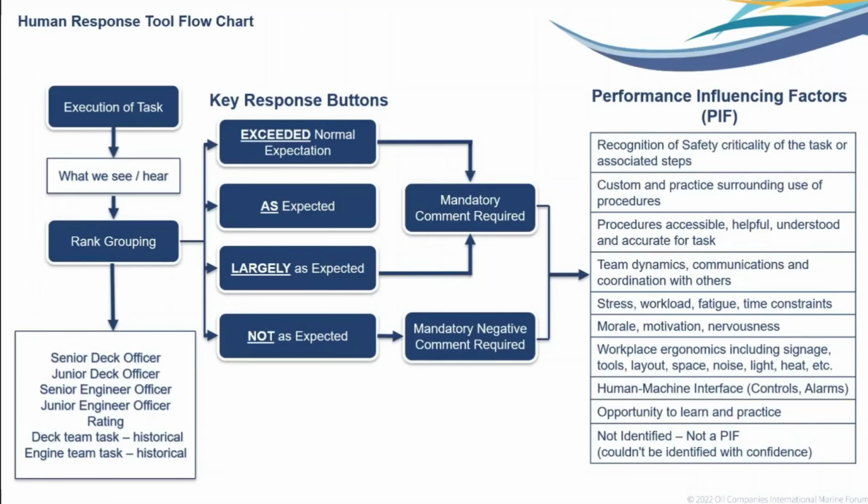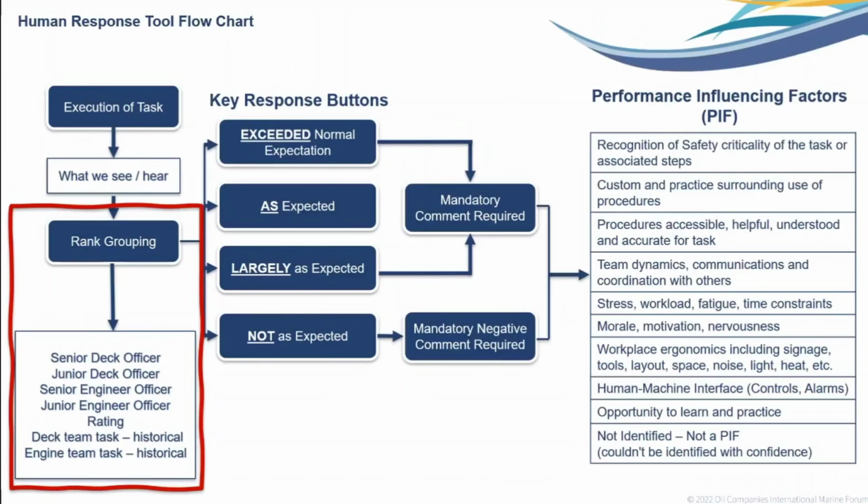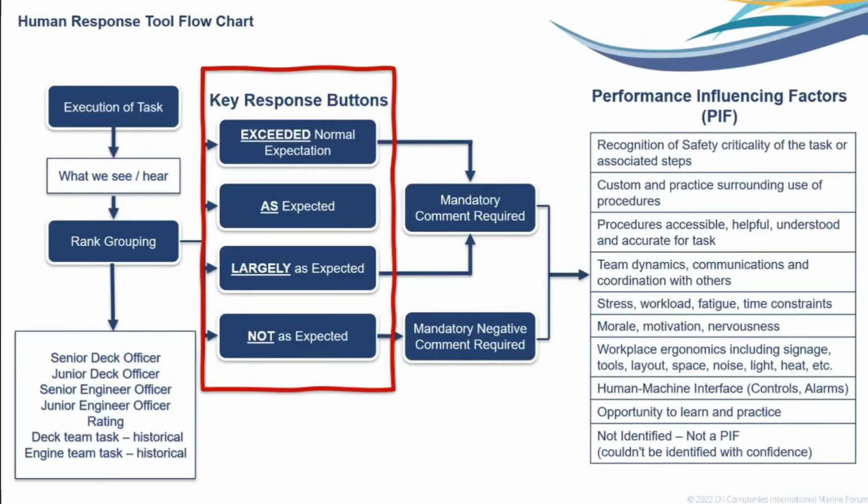Let's first remind ourselves of the process that the inspector is going through when they enter a response into the human response tool. Remember, we're interested in the task and how reliable it is. The inspector records the rank grouping, for instance, rating or junior deck officer. There is also an option for recording a task that may have been completed sometime in the past by an unknown person. A drop-down selection allows assignment of these historical tasks to either the deck team or engine team. The inspector then records their assessment of the execution of the task, which can be exceeds, as expected, largely as expected, or not as expected.